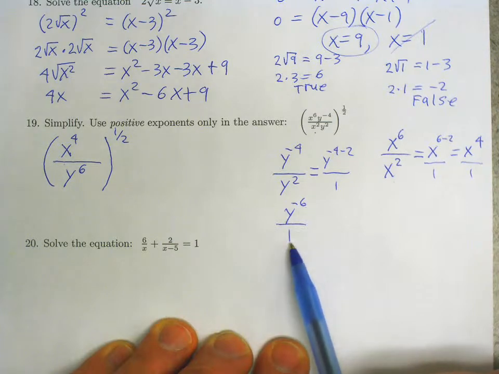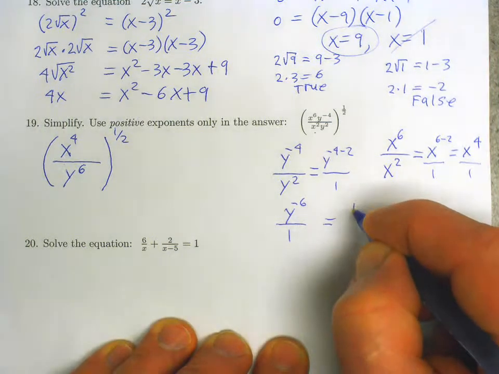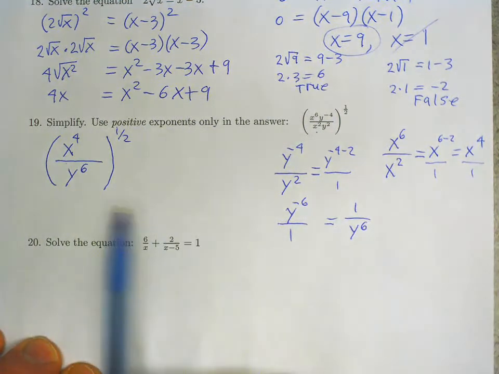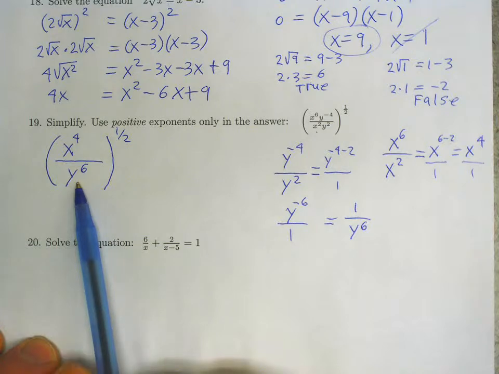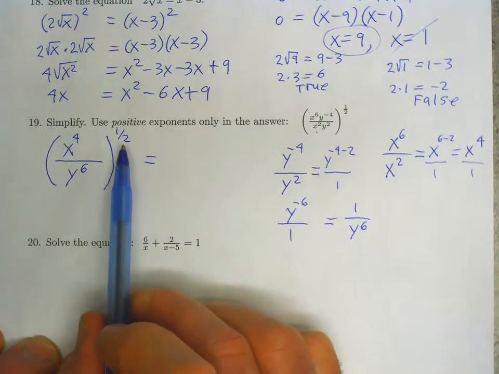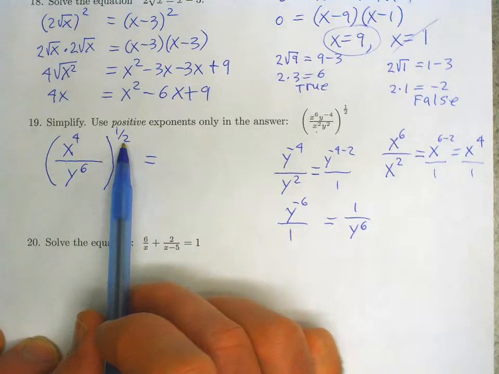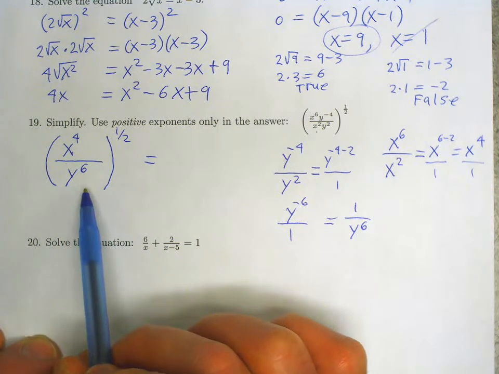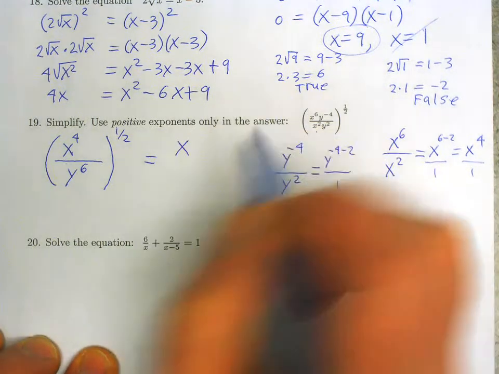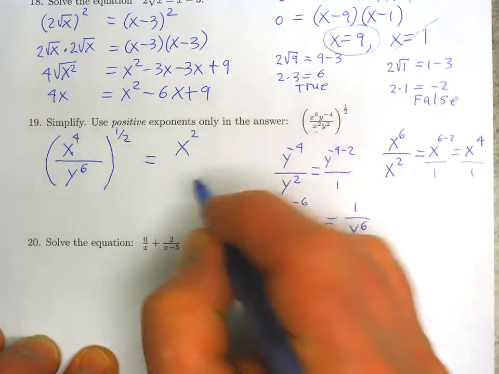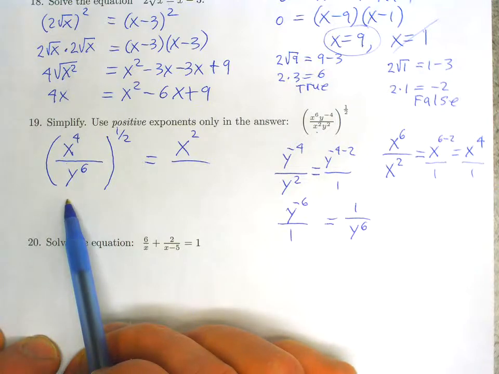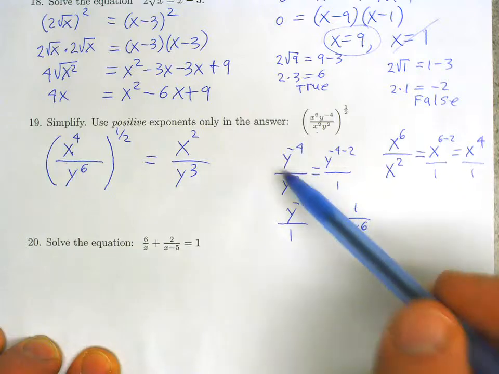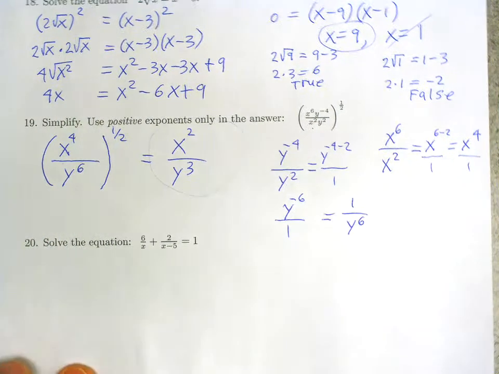Y to the negative 6 over 1 is equal to 1 over y to the positive 6. So that's why we have y to the positive 6 in the denominator. Then finally, apply the outer exponent 1/2. We're going to multiply this exponent 1/2 times each of those exponents. And in the numerator, x to the 1/2 times 4 is x to the 2nd. And in the denominator, y to the 1/2 times 6 is y to the 3rd. So our simplified result is x to the 2nd over y to the 3rd.